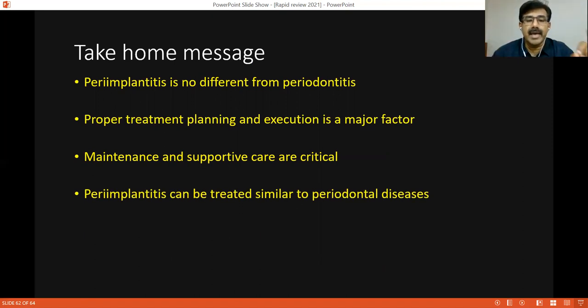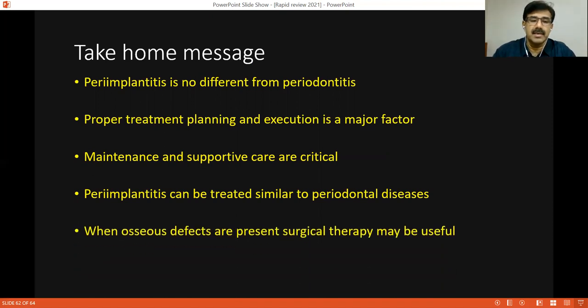And peri-implantitis can be treated similar to periodontal disease, which we discussed earlier. And whenever there is an osseous defect, you always have to do surgical therapy. If a definite crater-like defect is there, do a regenerative or a resective type of osseous surgery. But whatever said and done, there is absolutely no definite protocol that has been developed so far that says you do this for this condition. So depending upon your clinical experience and the guidelines and evidence that are presented before you, you have to take a call.